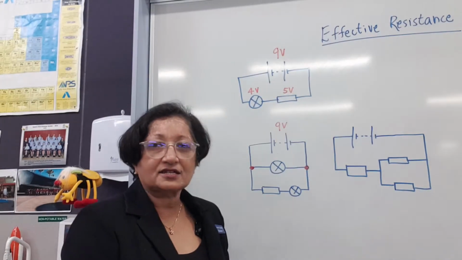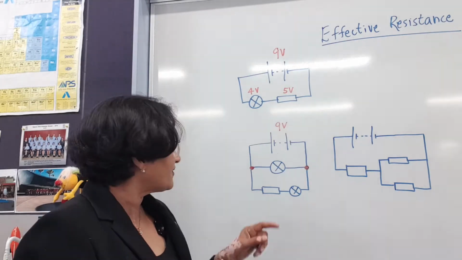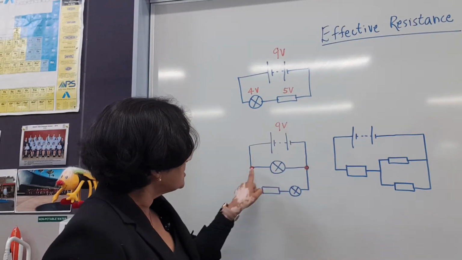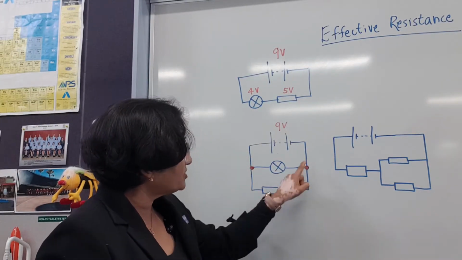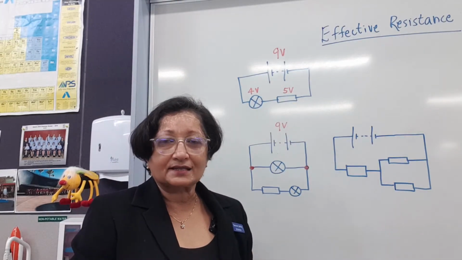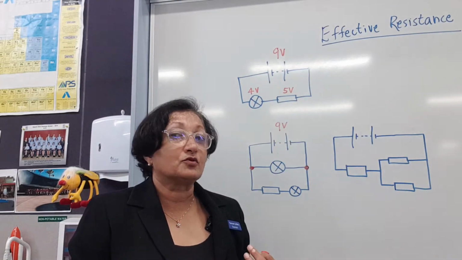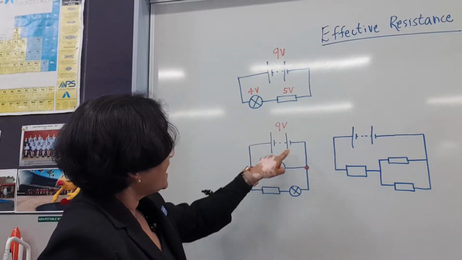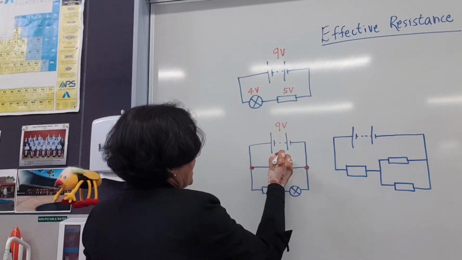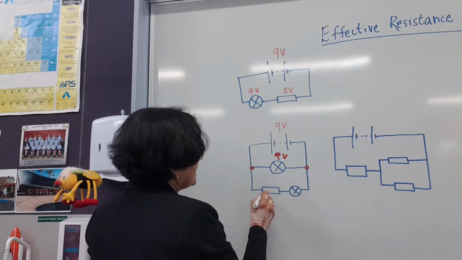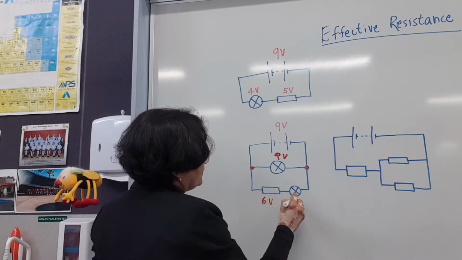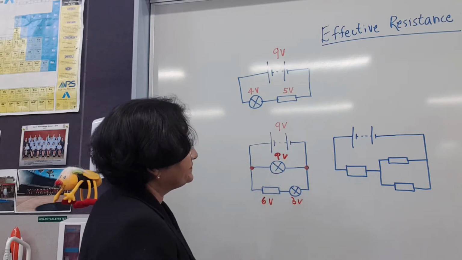A junction actually tells you how many branches there are. So you've got this branch on the top, you've got the middle branch, and you've got the bottom branch. In a parallel circuit, the voltage across each branch is the same. So that's 9 volts here, so this will be 9 volts, and I can just divide this into 6 volts and 3 volts, so they add up to 9.